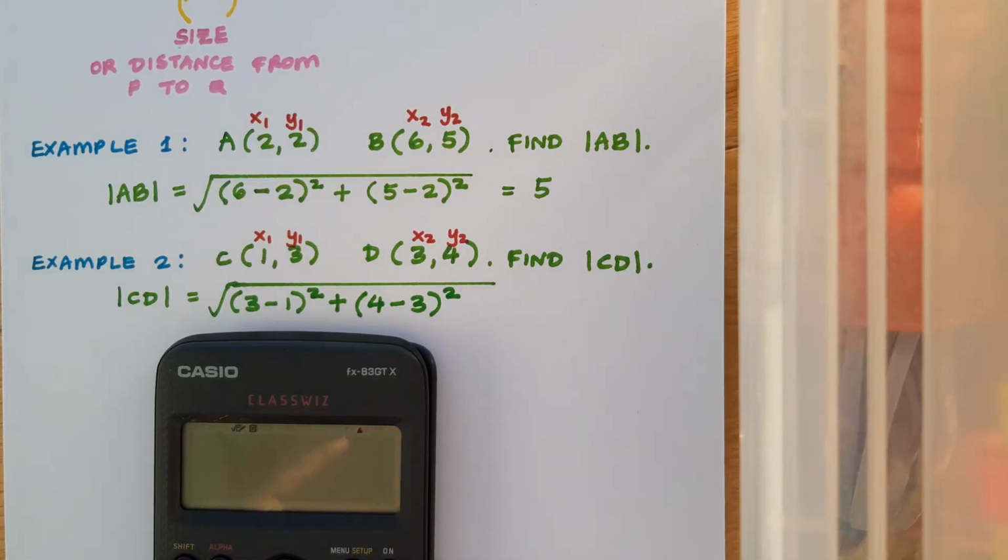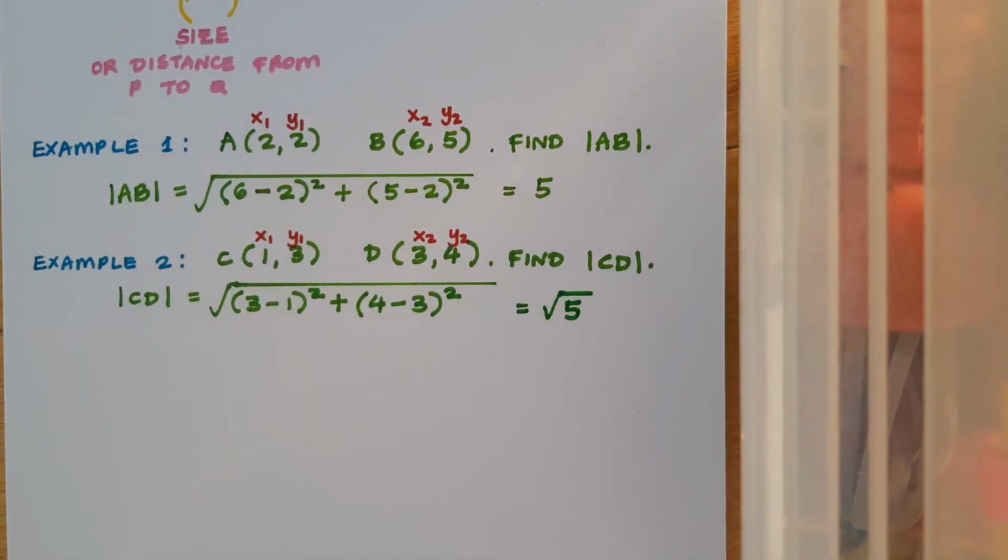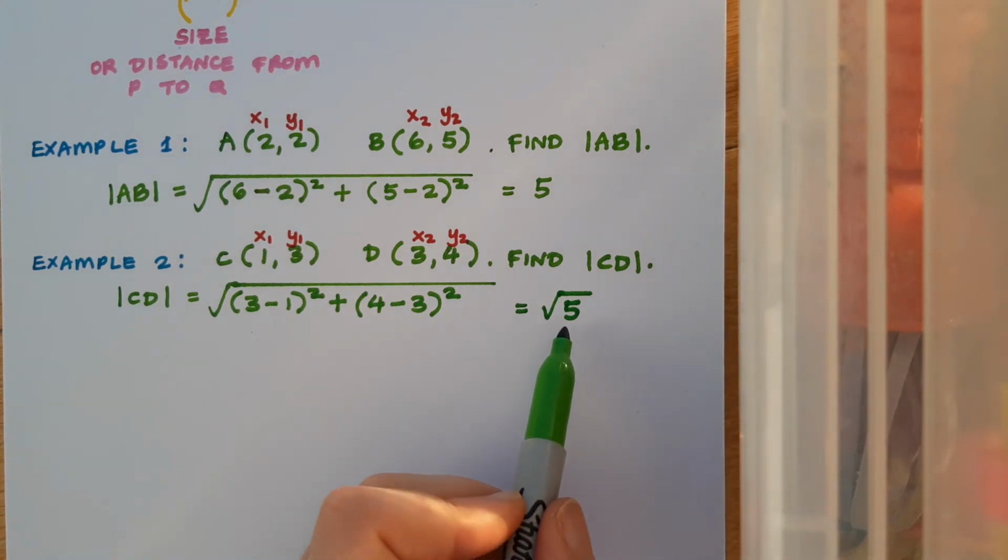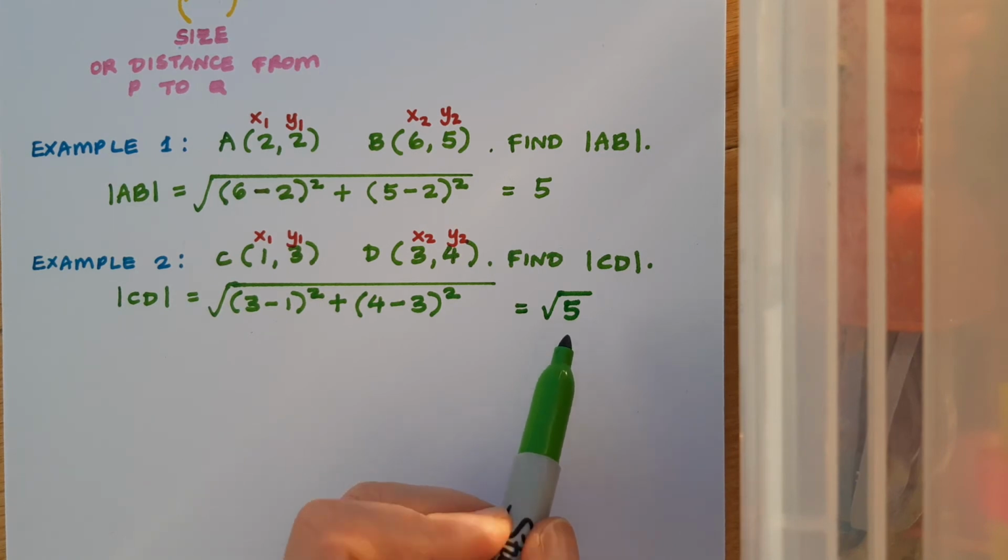So again, I can type this directly into my calculator exactly as I see it. Don't leave anything out. So I'm going to say the square root, bracket, 3 minus 1, close bracket, squared, plus, open bracket, 4 minus 3, close bracket, squared. My answer comes out this time as root 5. I could use my calculator to change this into a decimal if I wanted to, but generally when we're dealing with coordinate geometry, if we get an answer of this type, we tend to leave it as the root.